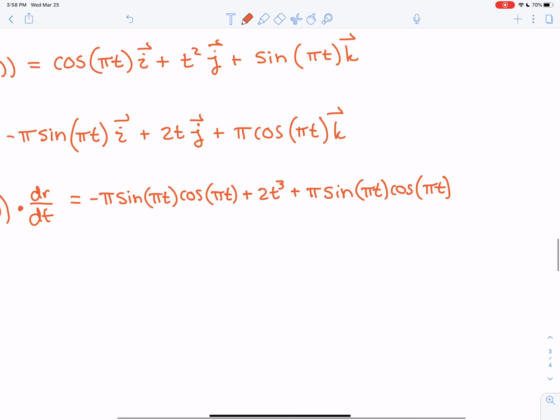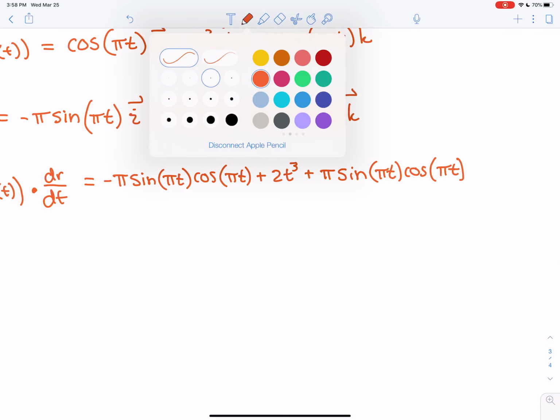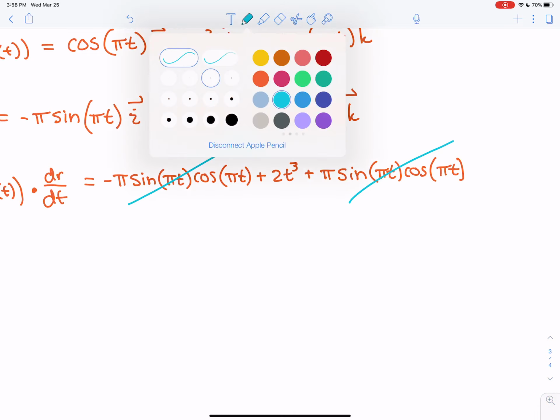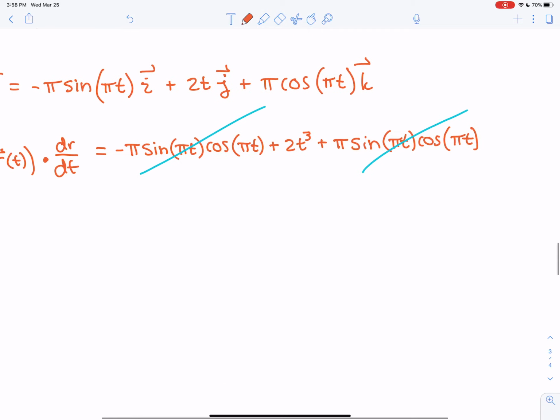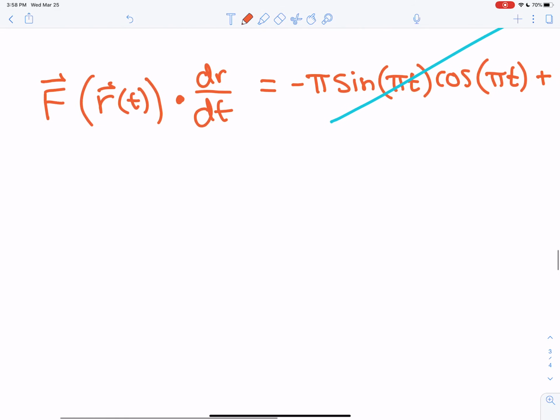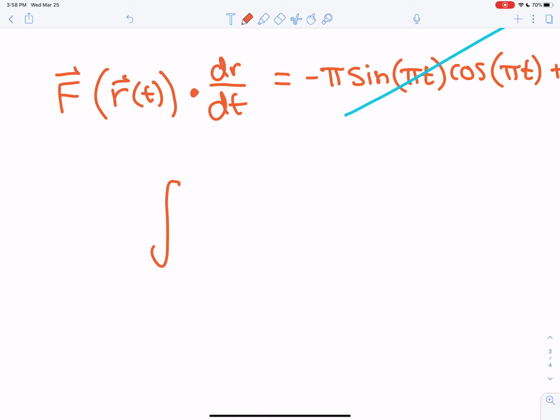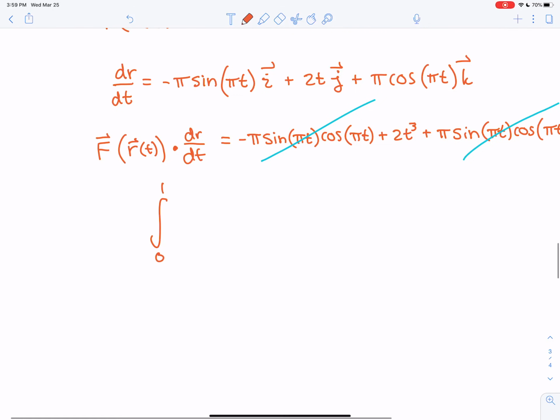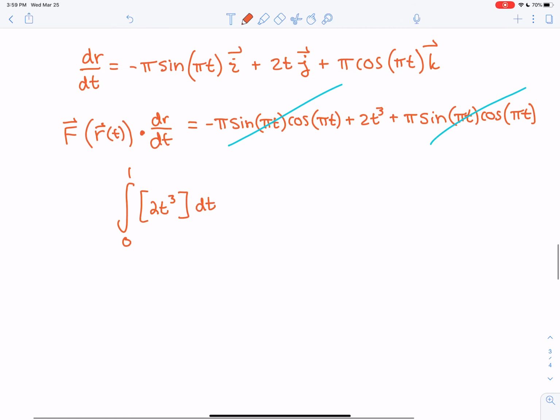And then if you simplify it, that cancels out with that, right? So they cancel out. And so you're just left with 2t cubed, which means our final integral for evaluating the work is just going to be the integral from 0 to 1 of 2t cubed dt, which comes out to be 1/2. So all of that simplifies to 1/2.